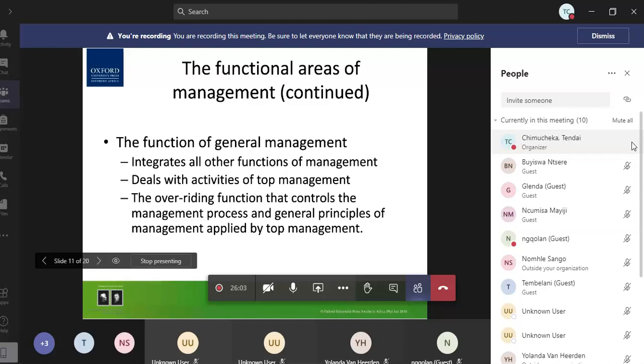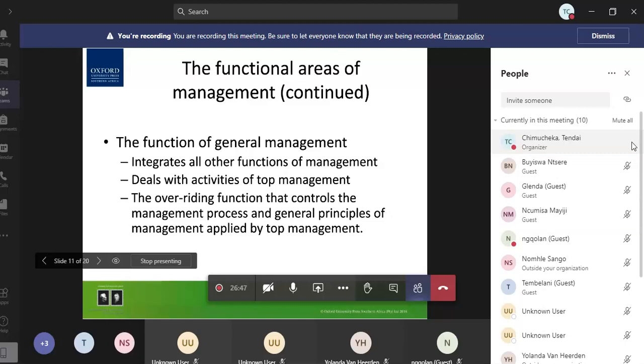I'm sure you know that there are certain organizations where you would identify that this particular function is working pretty much well, the other function is working pretty much well, but there are 3 or 4 other functions that are not working very well. And because the other functions are not working very well, it affects the performance of the organization as a whole. So now we need general managers, or we need general management level, top level managers to be active, to be effective, so that they will be able to integrate all the other functions of management.